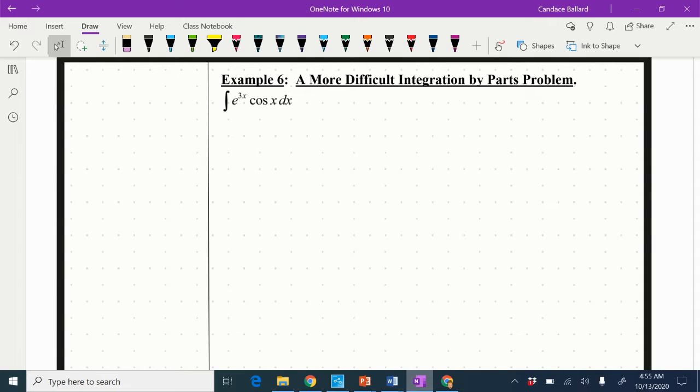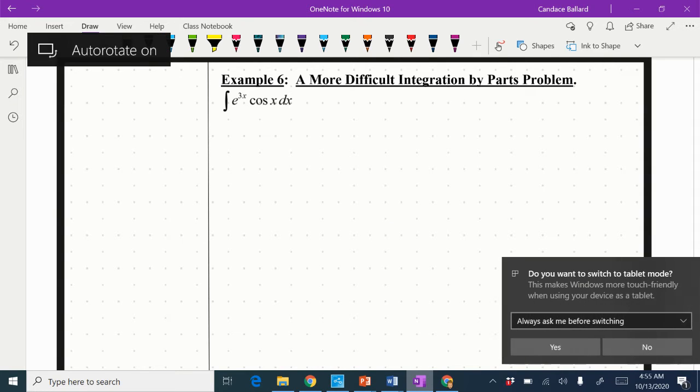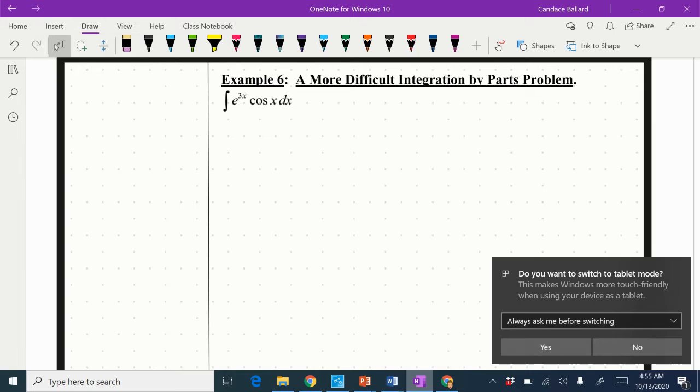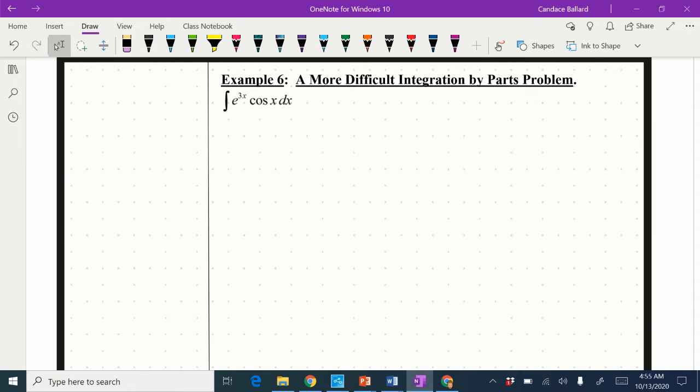So we're going to do one more integration by parts example. This one is a little bit more difficult. We are still going to be using the tabular method. Oh no, we're not going to be using the tabular method this time. But we do have to integrate more than once. And once you look at this thing at the end, it's kind of actually elegant.